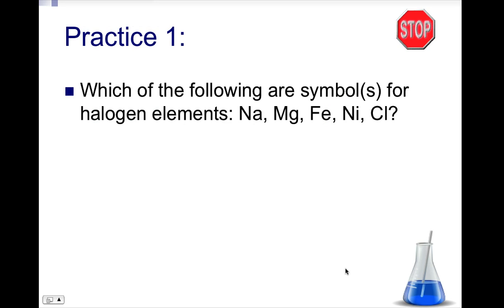So which of the following are symbols for halogen elements? You would need to look at your periodic table, and you would look at column number 17, and the halogen would be chlorine.